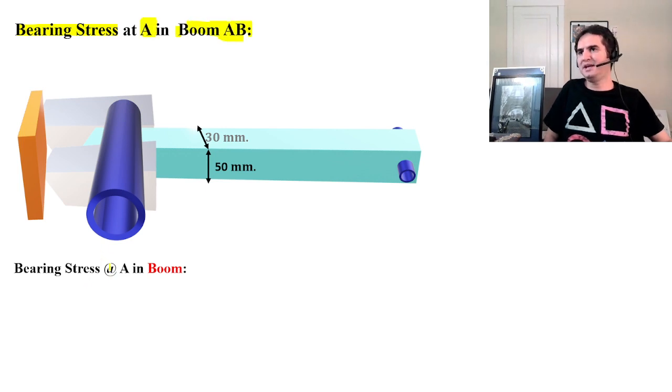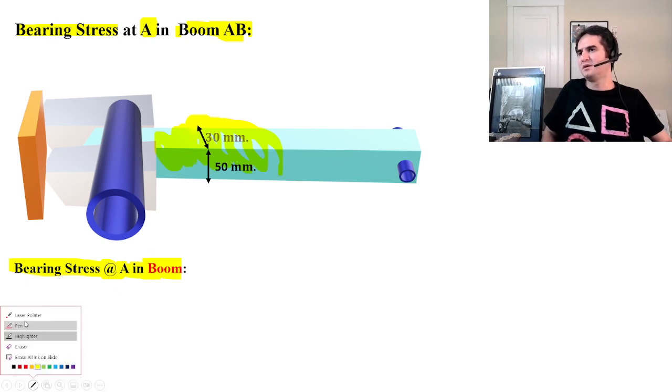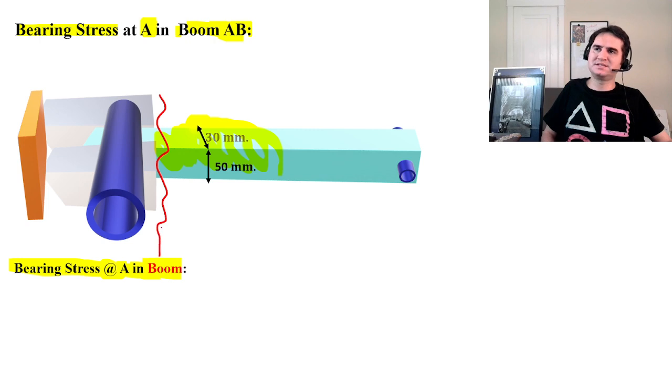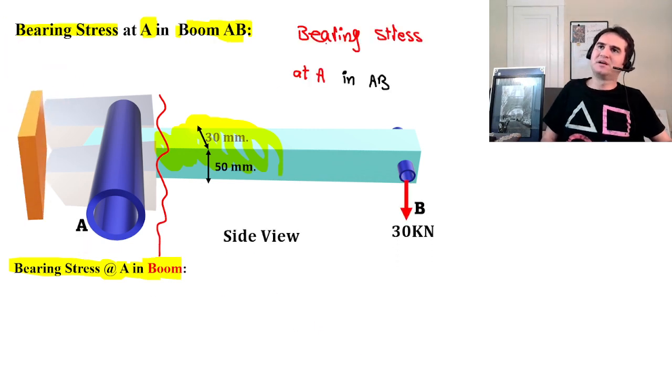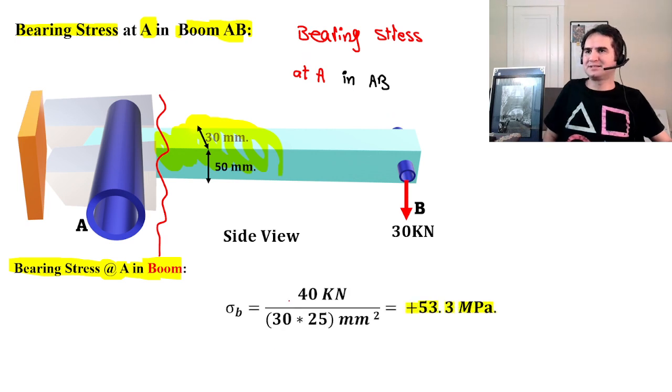The other part is calculation of bearing stress at A in boom AB. So this is A, bearing stress at A in the boom. So this is the boom. If you want to see the effect of bearing stress at A in the boom, just close this part, open this part.